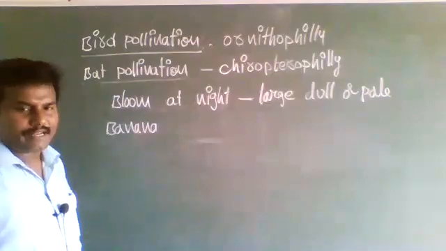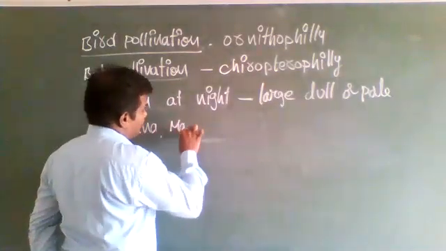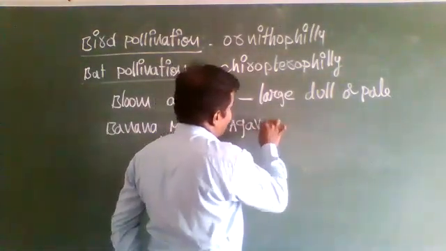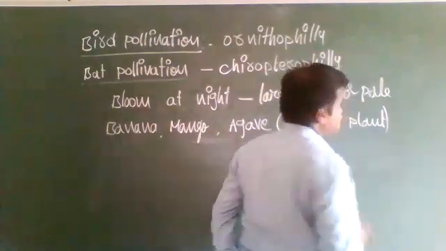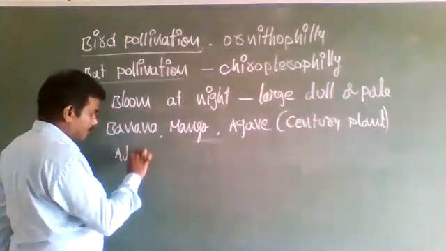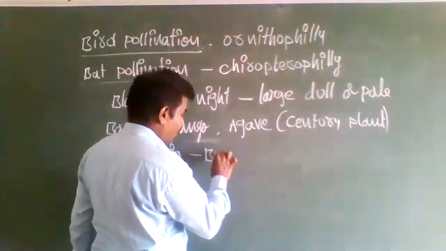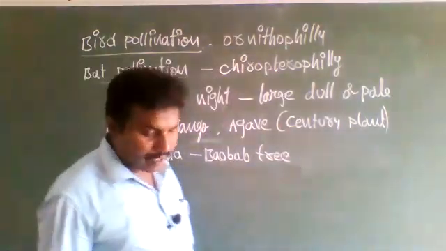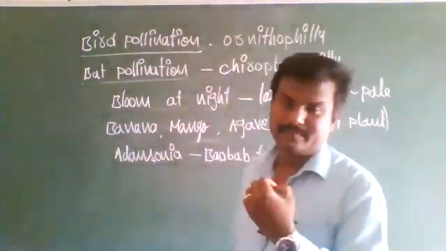Bat pollinated flowers are banana plant, which receives pollen grains through bats, mango plant, agave plant, also called century plant, and Adansonia, also called baobab tree. So these are all the plants which can perform pollination through bats. Okay, so this is called chiropterophily.